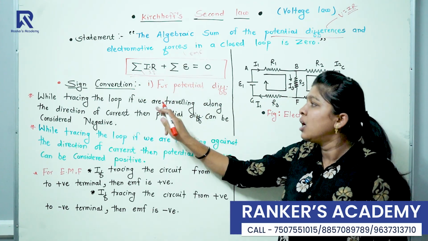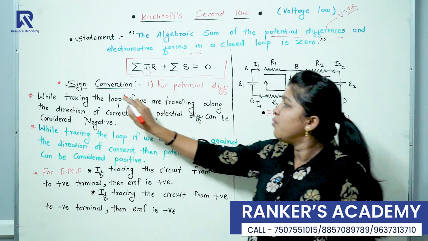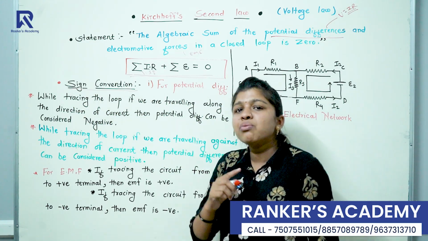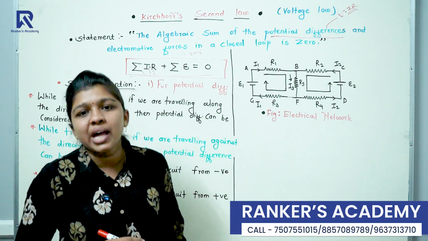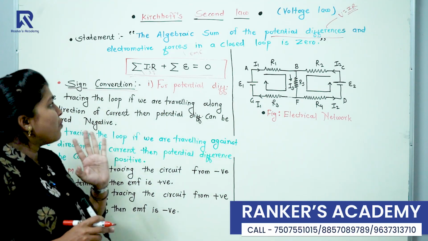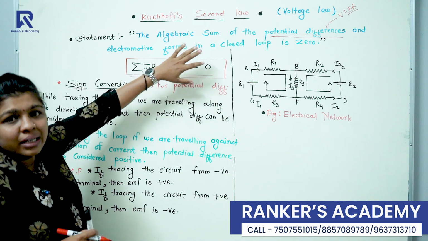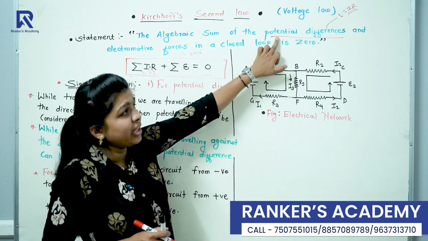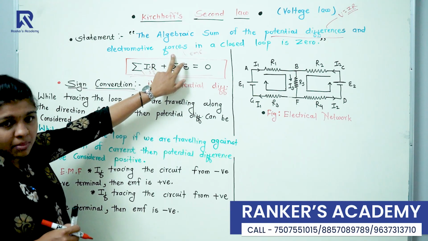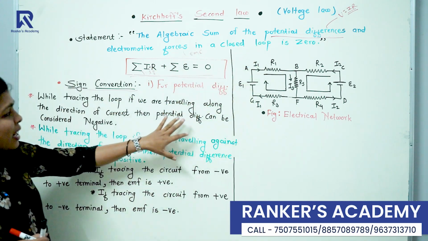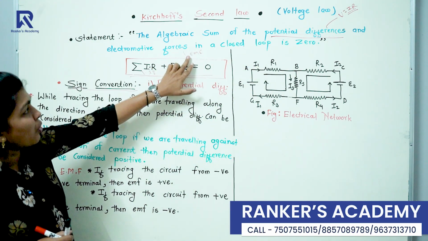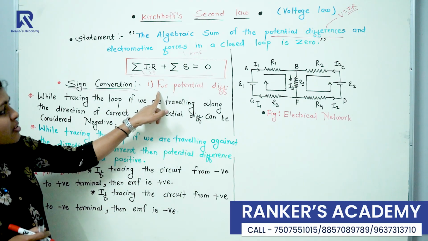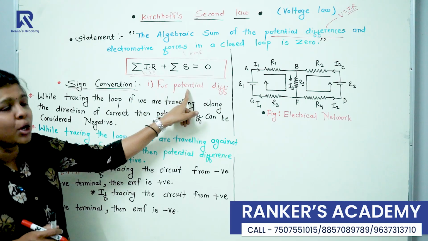To prove this mathematically, we should know the sign convention for Kirchhoff's second law. Now we will see the rules for the sign conventions that we should follow. See, there are two different terms used in Kirchhoff's second law. The first term is the potential difference and the second term is the EMF. For potential difference there is one sign convention, and for EMF there are different rules of sign convention. First, we will learn the rules for the potential difference.